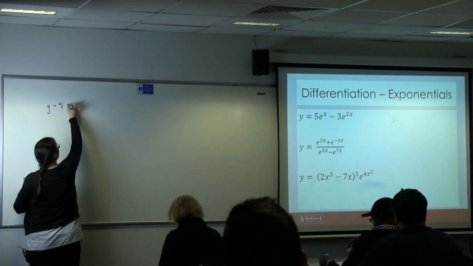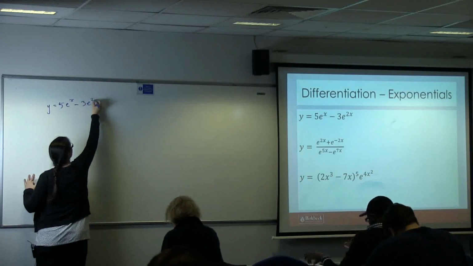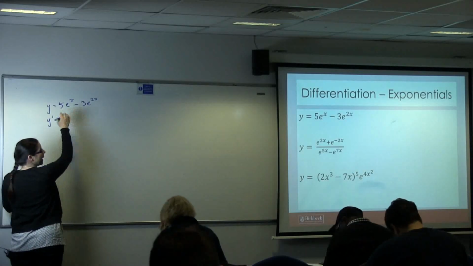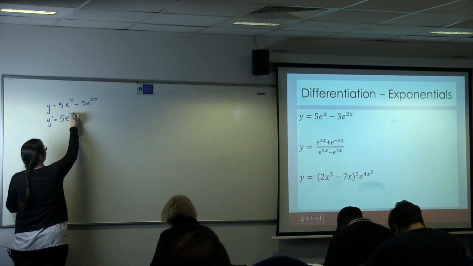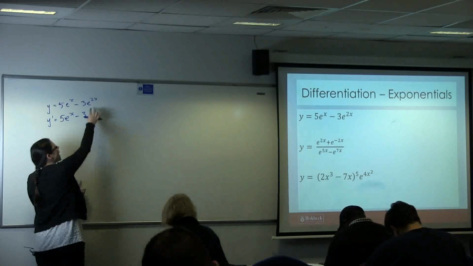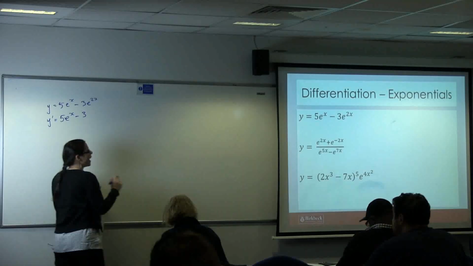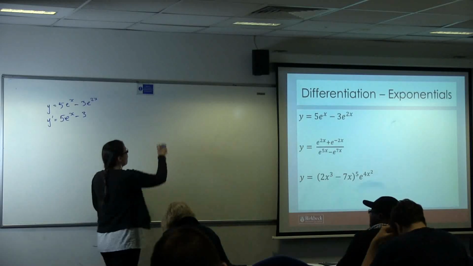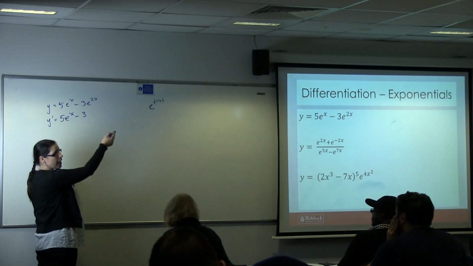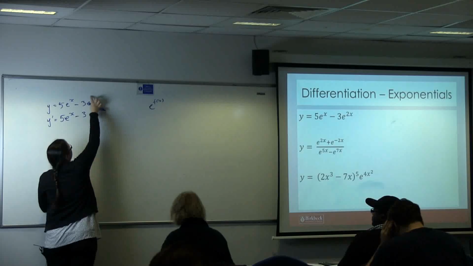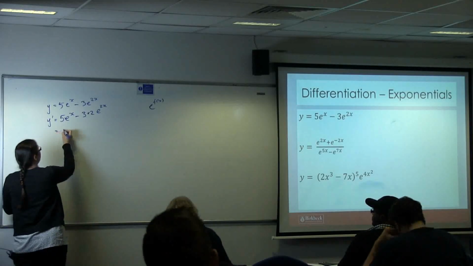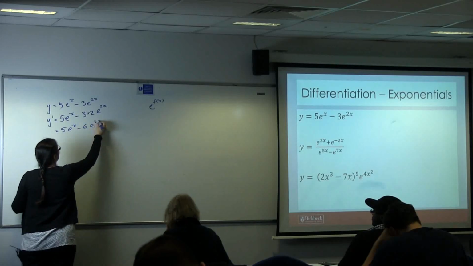So, y is equal to 5e to the x minus 3e to the 2x. Therefore, the derivative will be, well, 5 is a constant multiplier, that stays. e to the x's derivative is e to the x. But for this one, 3 stays as the constant multiplier, but this is now not e to the x, it's e to the 2x. So that is a function of x, so this is now e to the f of x. So here I need to apply f prime times e to the f of x. What's the derivative of the power? 2. So 5e to the x minus 6e to the 2x.